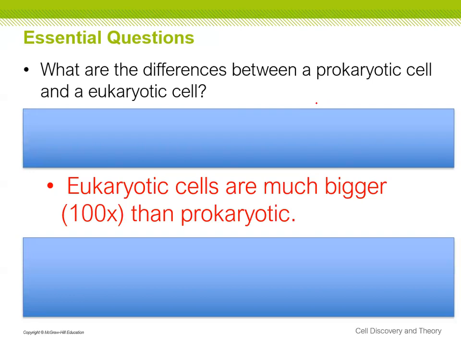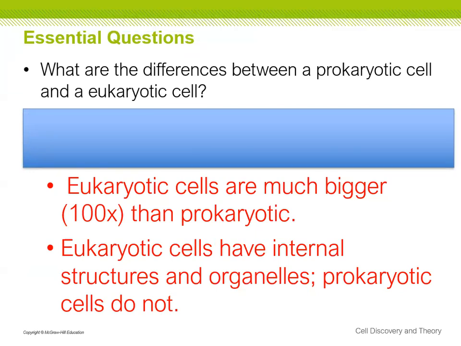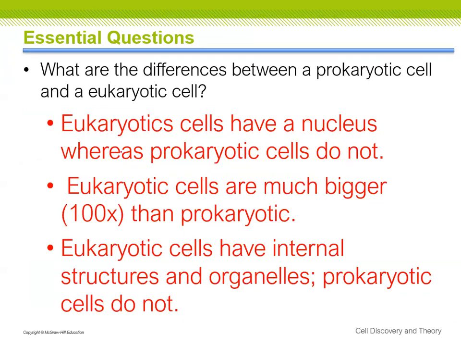Does anyone know what makes them more complex? They have things inside of them, right? Organelles. The organelles. Nucleus. Yeah, so eukaryotics have organelles. And you're right, eukaryotics have a nucleus. Eukaryotics have a nucleus, prokaryotics don't. Eukaryotics are bigger, prokaryotics are smaller, and eukaryotics have those organelles, they have those structures. Prokaryotic cells do not.